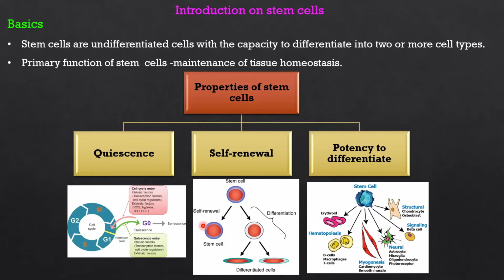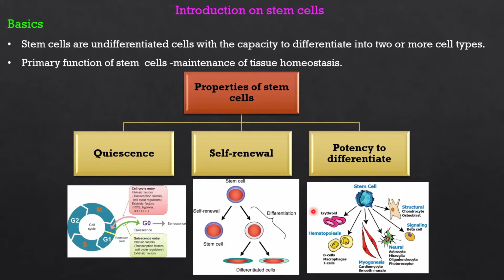There are two types of division, a symmetric division and asymmetric division. The one that I have shown in the image here is the asymmetric division, where a stem cell divides to give one stem cell and the other progenitor cell of a particular lineage. So it maintains its population by dividing into one stem cell and other differentiated cell.